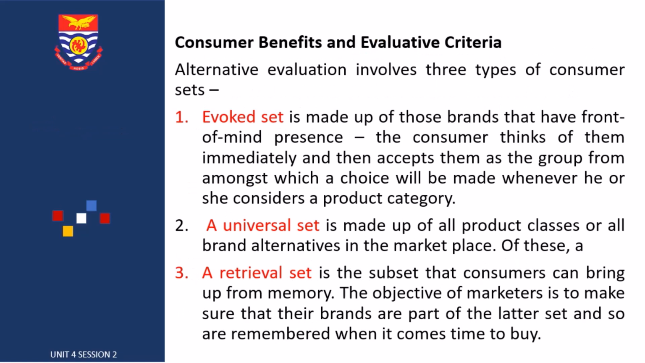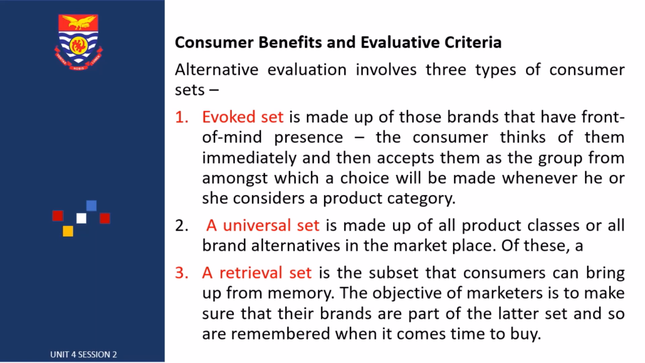So consumer benefit and evaluative criteria: the criteria that consumers use in evaluating the various information that they have available. We have first the evoked set. The evoked set is made up of those brands that have front of mind presence. Certain consumers evaluate information based on the products they can actually think of as soon as they are in need of a particular thing. So for example, if you need toothpaste, the evoked set that you may have may include Pepsodent, because they have done what you call product positioning. So anytime you talk about toothpaste, the first thing that comes to mind is Pepsodent. So that is the evoked set.